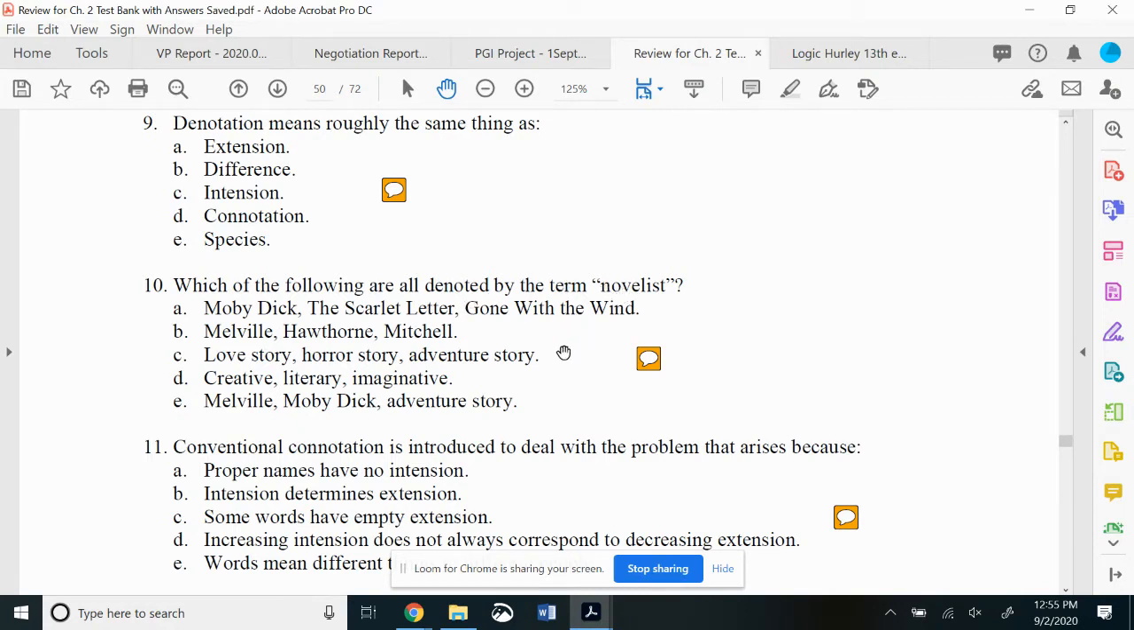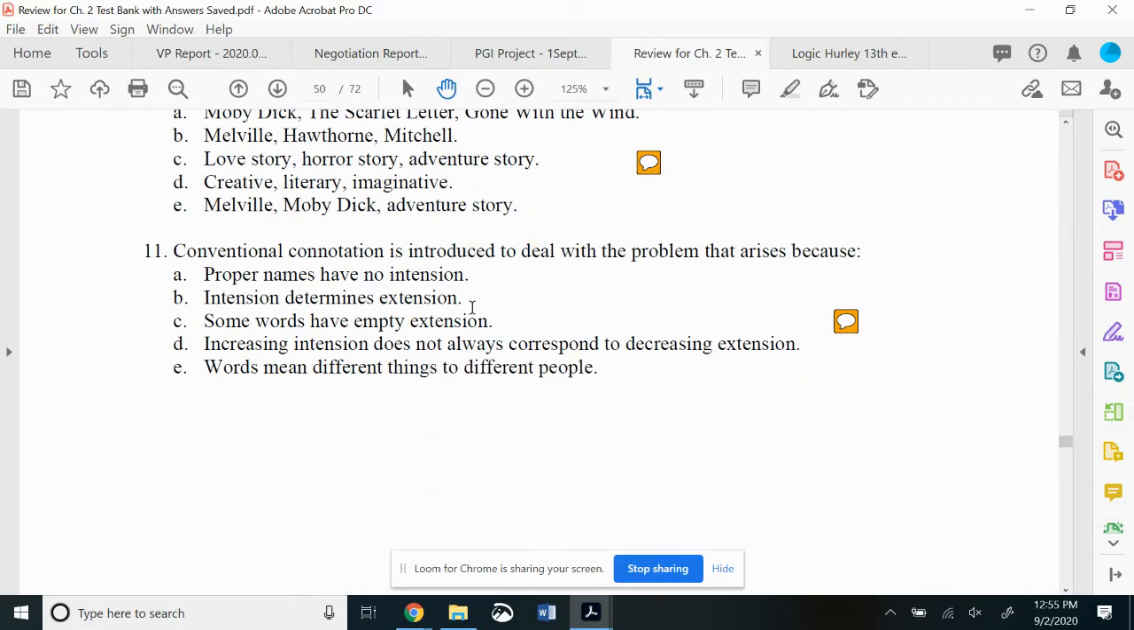Denoted, novelist, you're doing specific names. We got a list of names. B. 11. So this one, I'm not going to go into depth. Just going to pause for a second, let you have time to answer this.